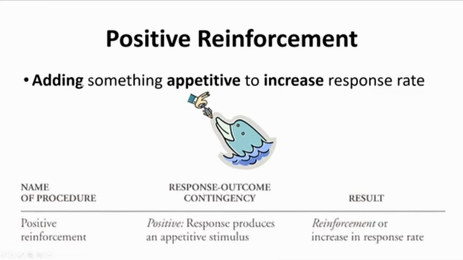Positive reinforcement, we're adding something appetitive to increase our response rate, to increase the likelihood of that behavior occurring. So here we're giving a dolphin a treat, maybe to reinforce a particular behavior. So we're teaching them a trick, and they did the trick, so we're going to give them food, and it's going to make them more likely to do that trick in the future.